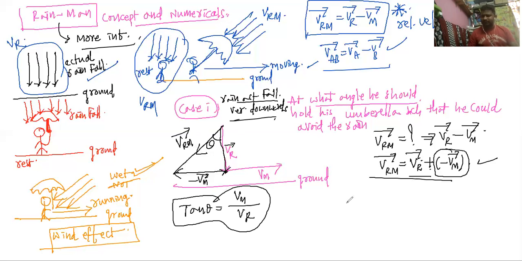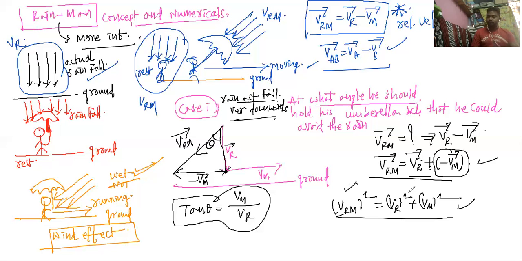Here also the Pythagoras theorem you can apply, my dear students. So Vrm square is equal to Vr square plus Vm square. You can apply it if you want some value here. They may give you this one and this one, and ask you to find this. You can do that. But majority of the times the question will be: what angle should he hold his umbrella such that he could avoid the rain? Okay, clear? So let's have a discussion on a numerical based on the same case.